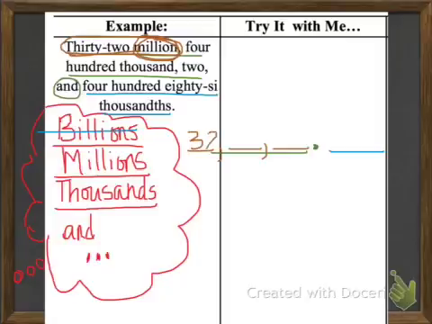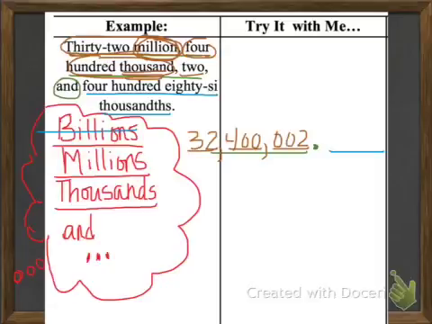So the millions grouping says I'm supposed to be writing 32 down in the millions grouping. The next section is 400,000. So in the thousands grouping, I'm going to write the number 400. Then I just have the number 2 sitting there. So that will be written down, and I'll just precede it with zeros in front.